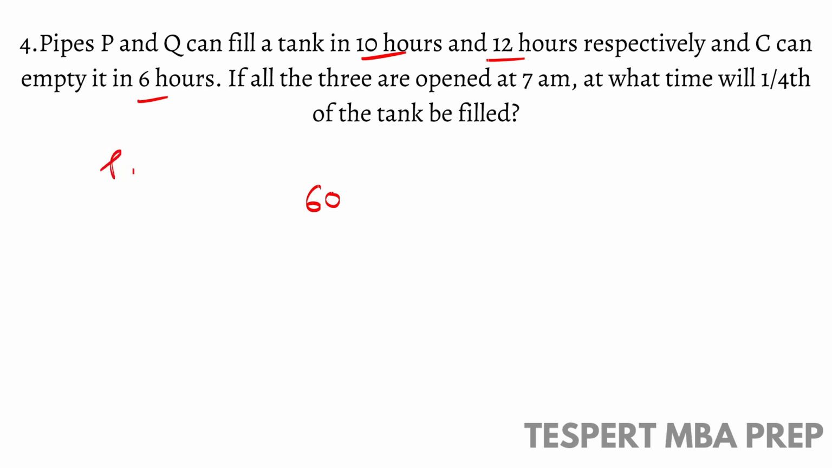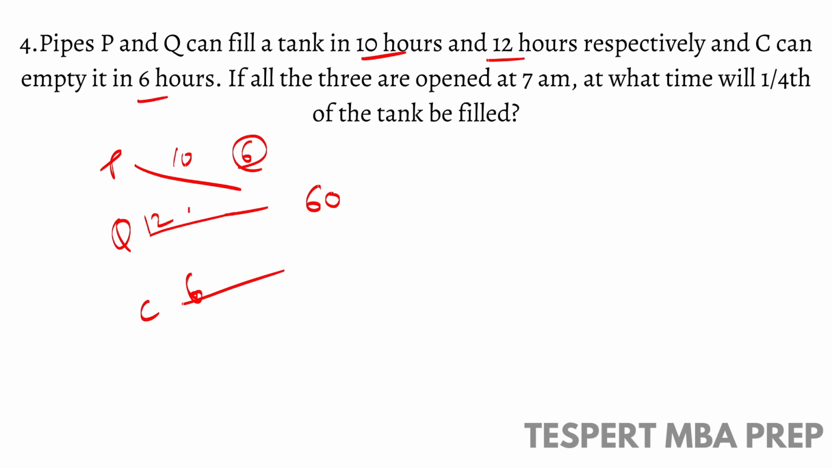As you know, P can fill the tank in 10 hours, right? Whereas Q can fill the tank in 12 hours. And what about the other one? C can empty the tank in 6 hours, right? So in 1 hour P can fill 6 liters. This is the 1 hour work that can be done by pipe P.